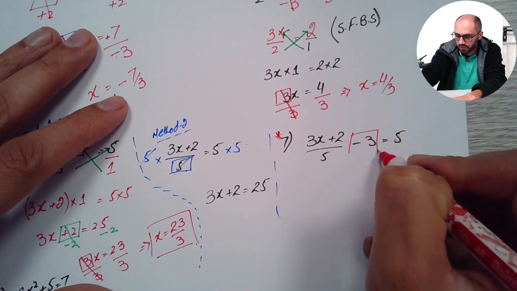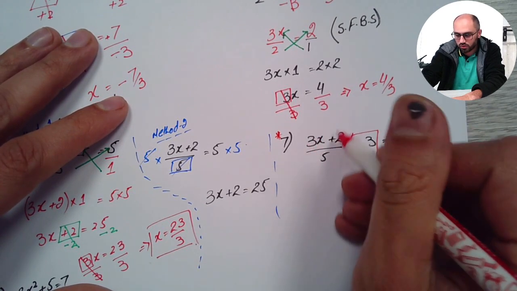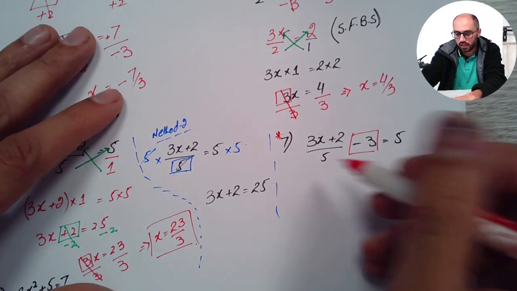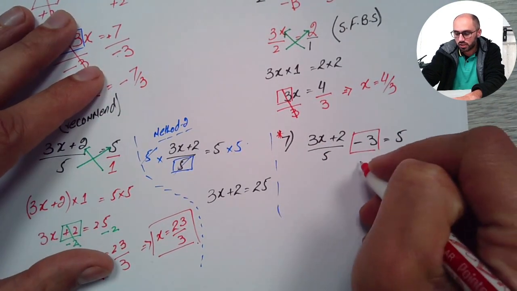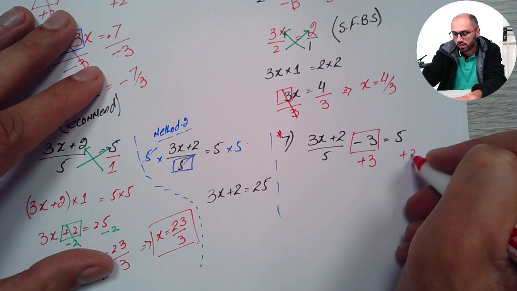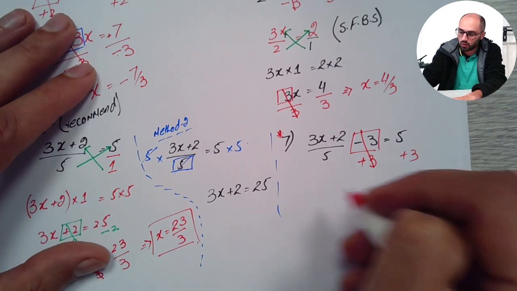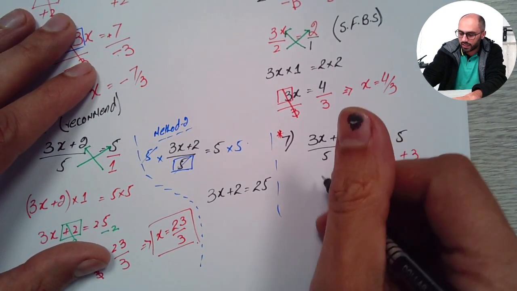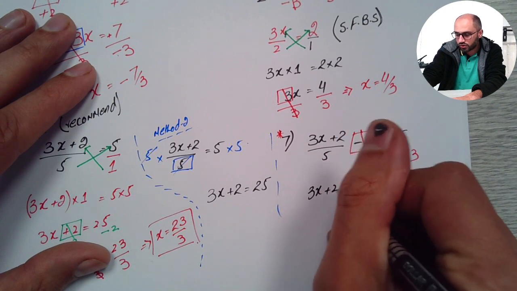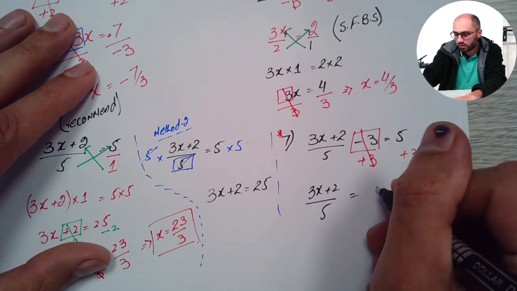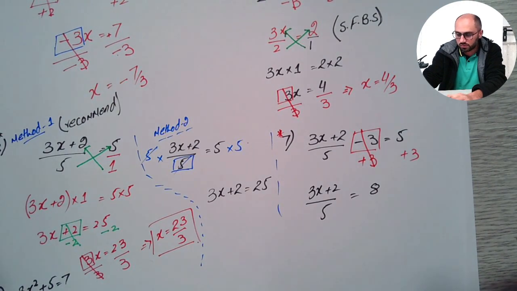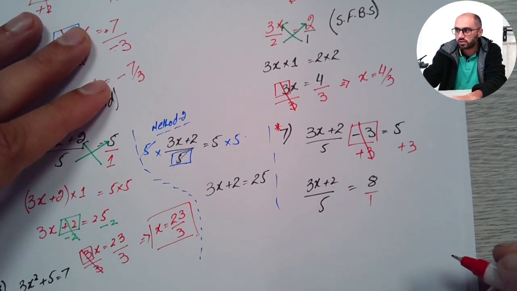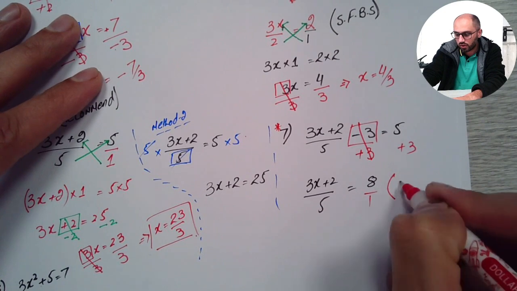First thing is I'll get it off this 3. I can't do anything to 2, 5 and 3 because they are all part of the term that contains x. How do I get rid of this 3? I'll do plus 3 on both sides. This is gone. Now I'm left with 3x plus 2 over 5 equals 8. You can now see this is the same as question number 6. I can put 1 in the denominator of 8. I've got a single fraction on both sides.